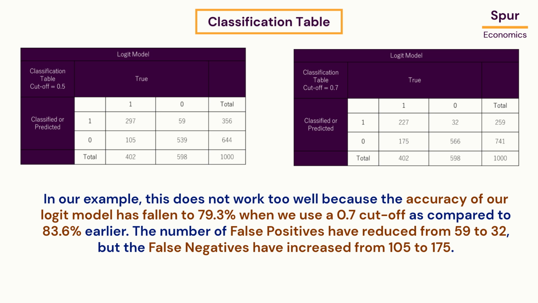In our example, this does not work too well because the accuracy of our Logit model has fallen to 79.3% when we use a 0.7 cutoff as compared to 83.6% earlier. The number of false positives have reduced from 59 to 32, but the false negatives have increased from 105 to 175.